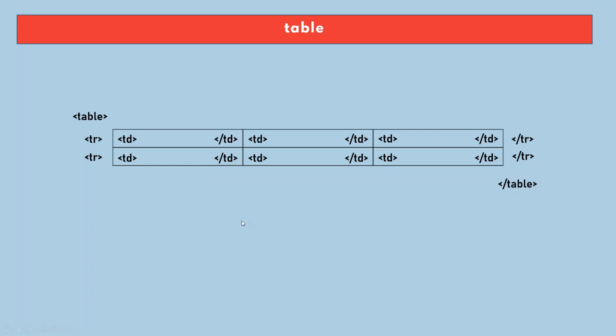TD means table data. TH means column heading. Suppose you want to display a student's mark sheet. First, at the top, some headings appear. Suppose a subject code, a subject name, grade, some headings you want to display. So the headings can be created by using TH.